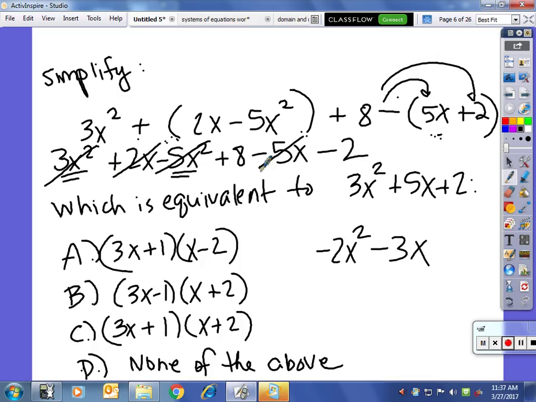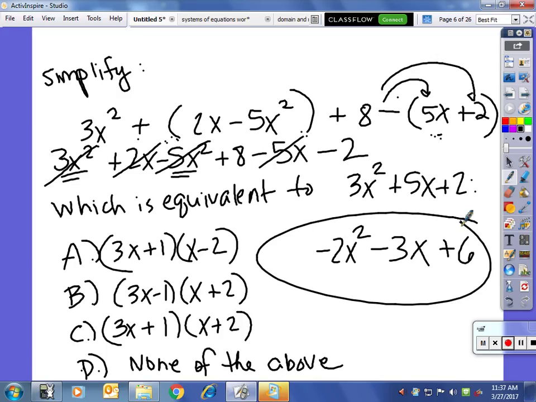Not subtract 6. Plus 6. That's the simplified expression. Nobody's going to miss that tomorrow, right?